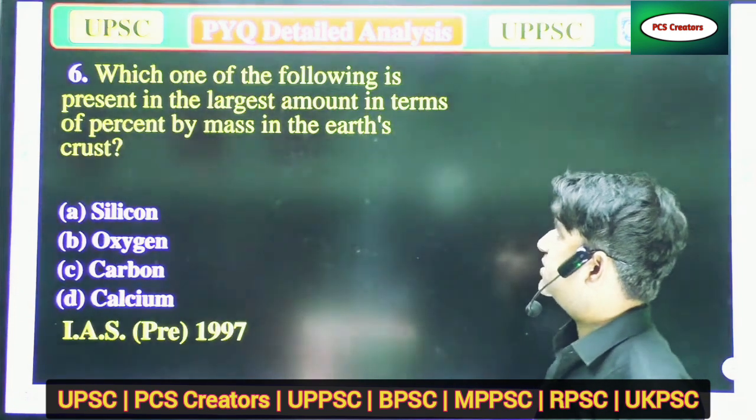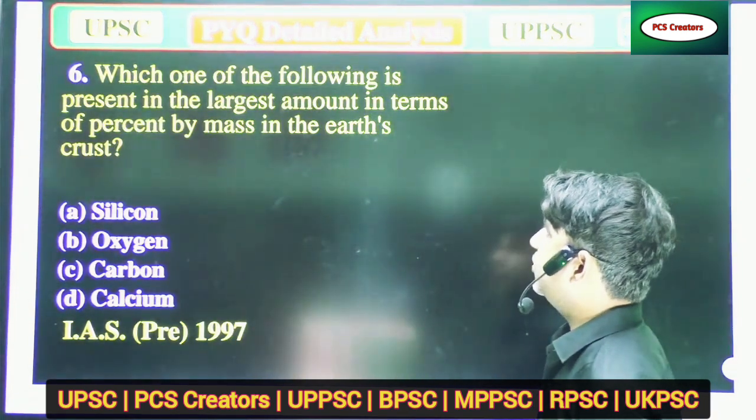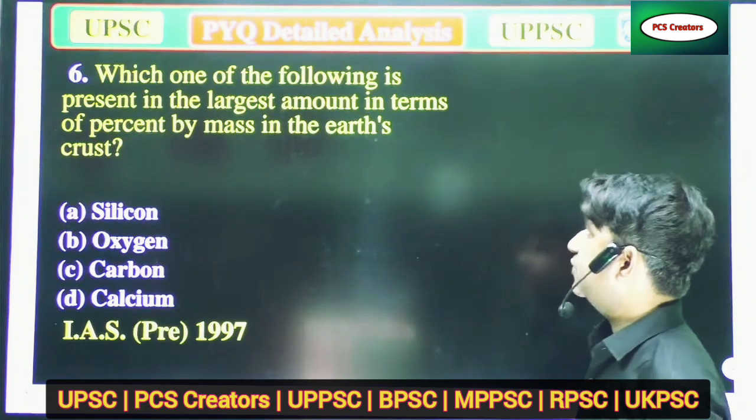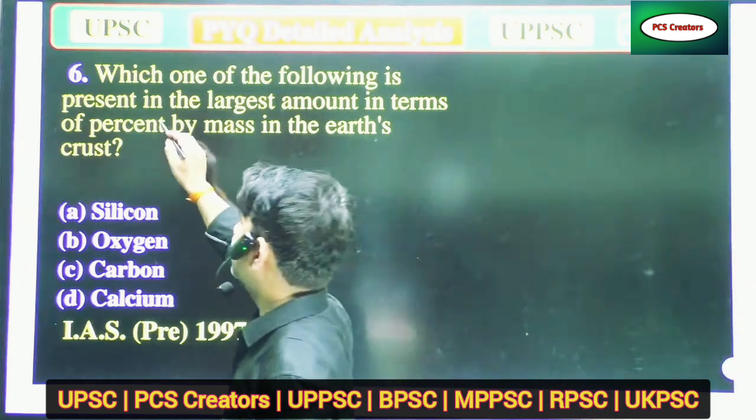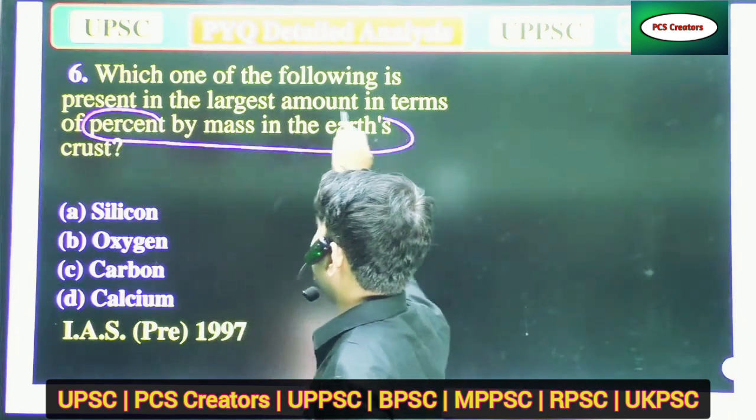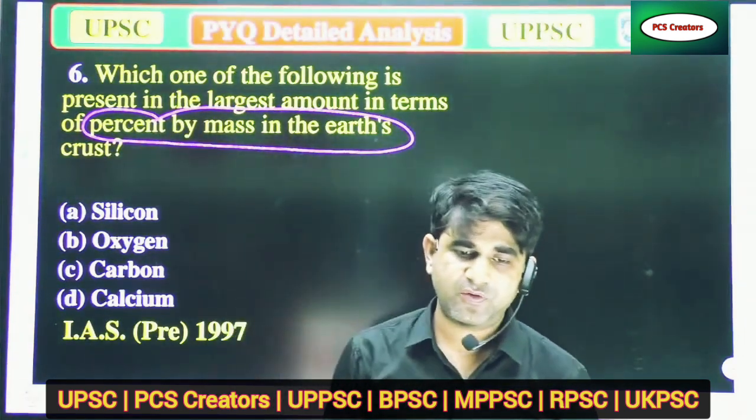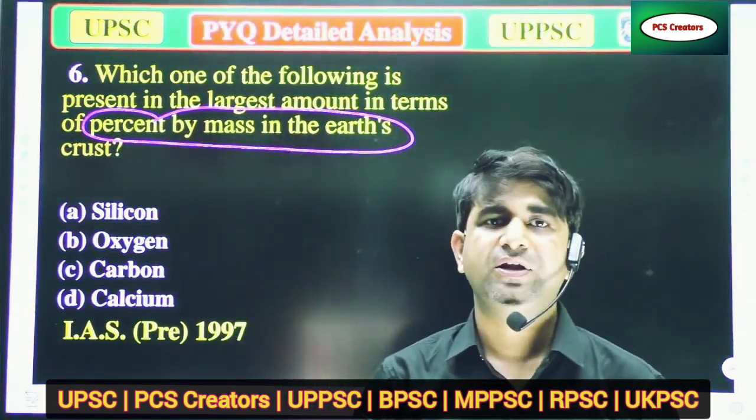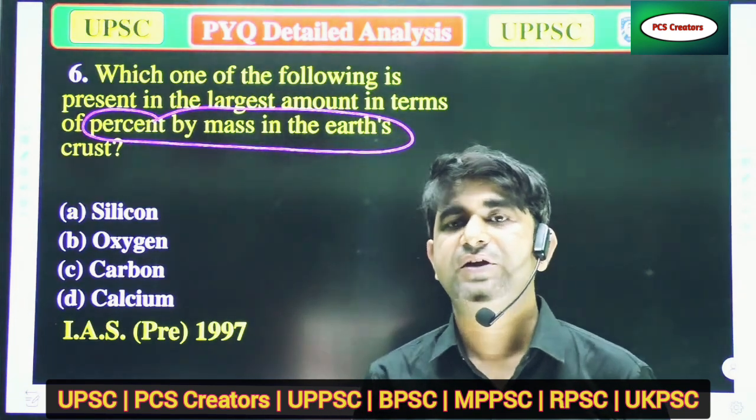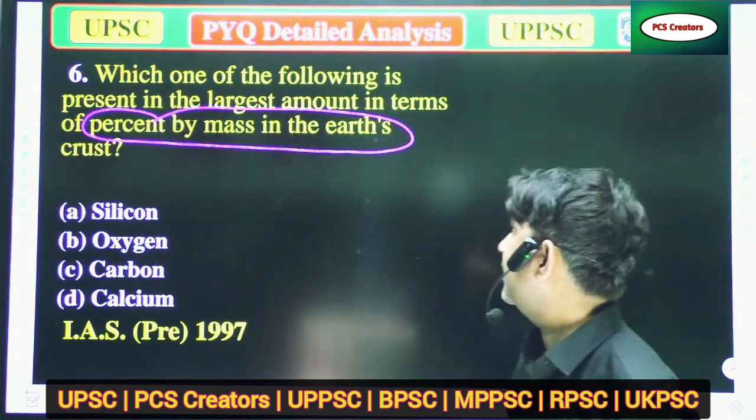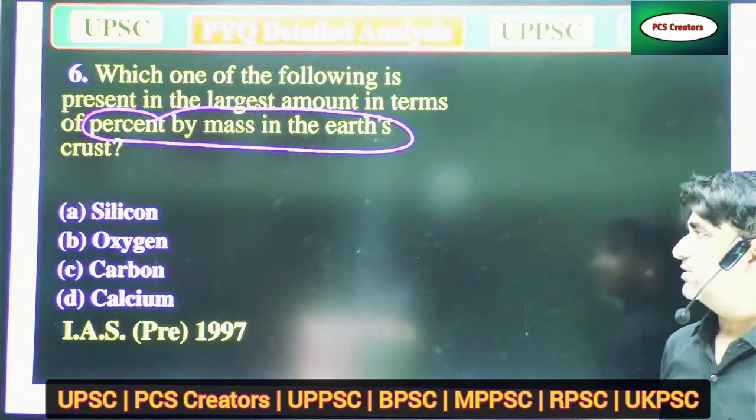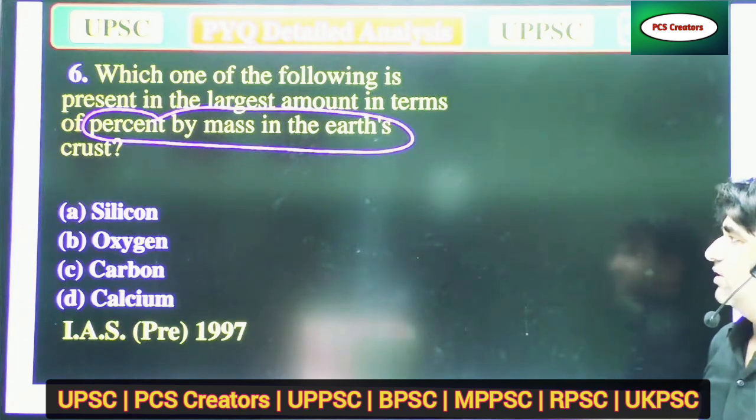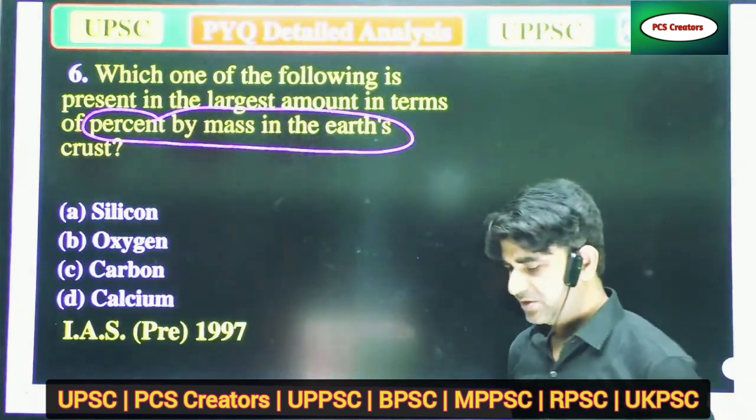Our next question is, which of the following is present in the largest amount in terms of percentage by mass in the earth crust? Percentage by mass means which element is most abundant on the basis of mass. Options: A, silicon; B, oxygen; C, carbon; and D, calcium. Everyone, please try to attempt that question.